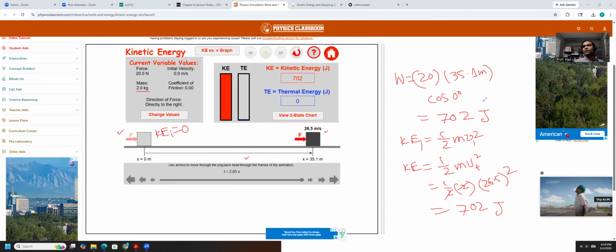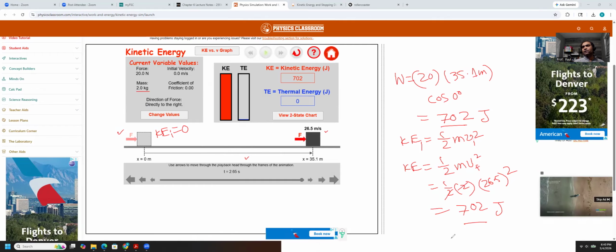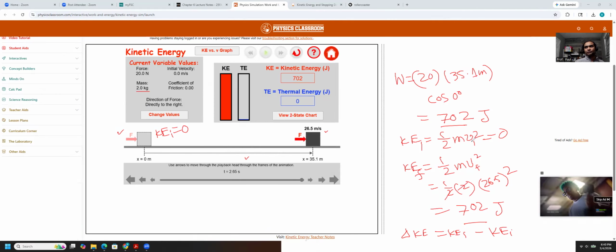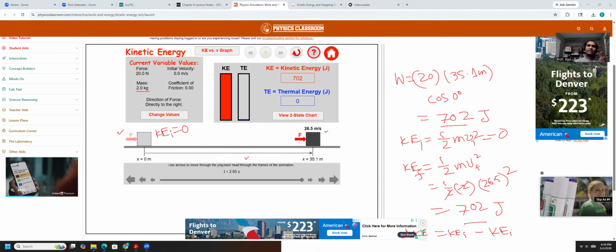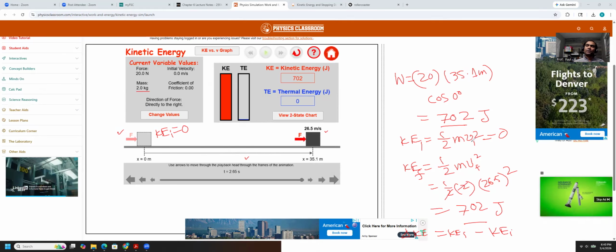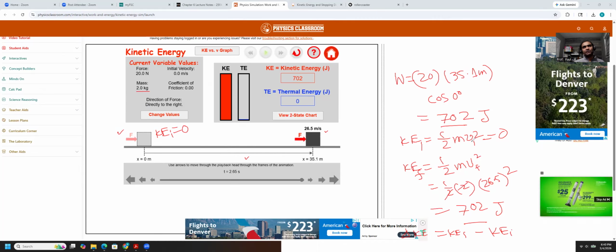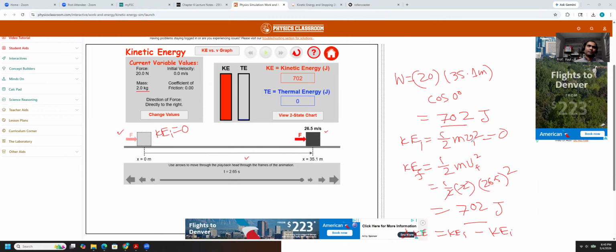Right? So you see that net work done is equal to the change in kinetic energy. Change in kinetic energy is final kinetic energy minus initial kinetic energy, which is exactly equal to 702. 702 minus 0 is 702. So this proves that the net work done is actually equal to the change in kinetic energy if there is no other form of energy changes.